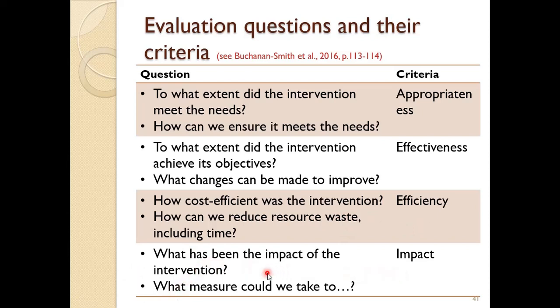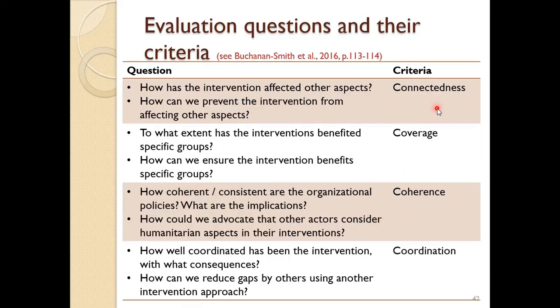Regarding impact: what has been the impact of cash transfers? Connectedness: how has distribution of food affected other aspects, health, education, agriculture, and so on? Coverage: to what extent has, for instance, distribution of food benefited specific groups? It could be that marginalized groups such as women, children, and the disabled did not actually benefit. Coherence: how coherent or consistent are the organizational policies? And of course, also, how well coordinated has been the distribution of food or provision of cash transfers?